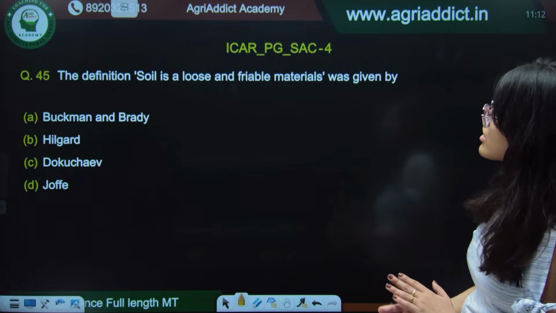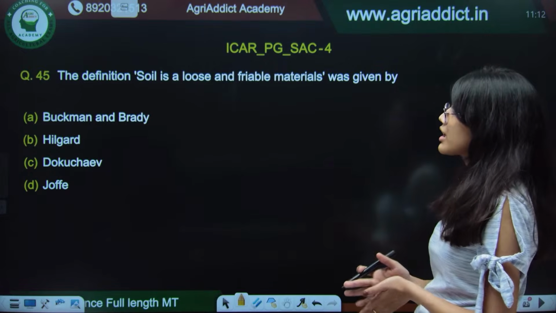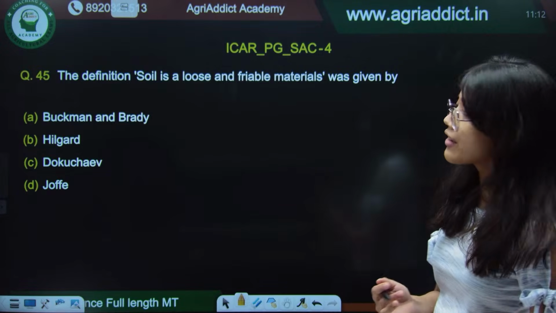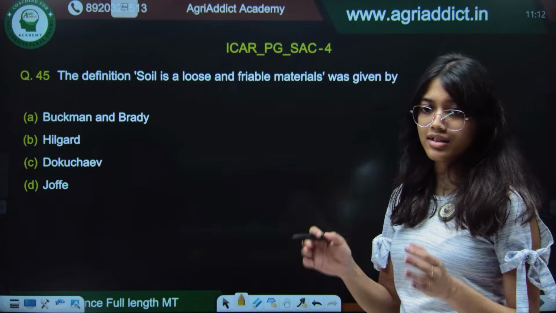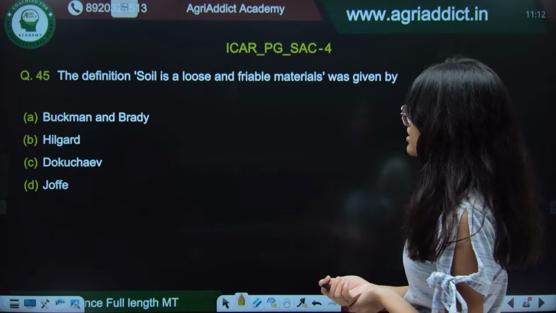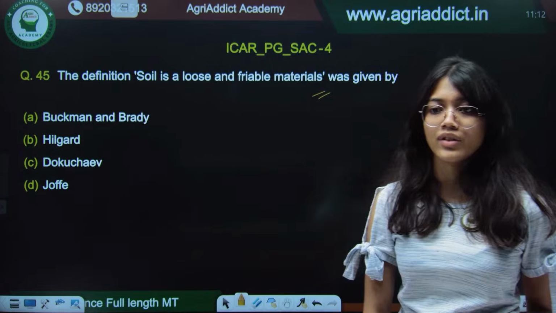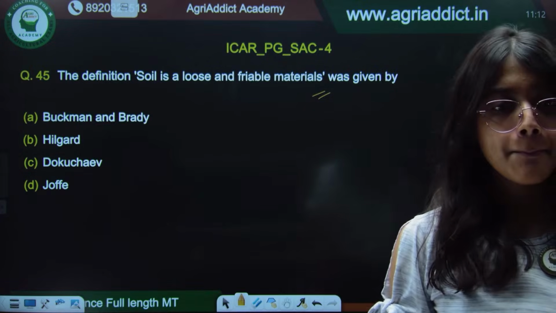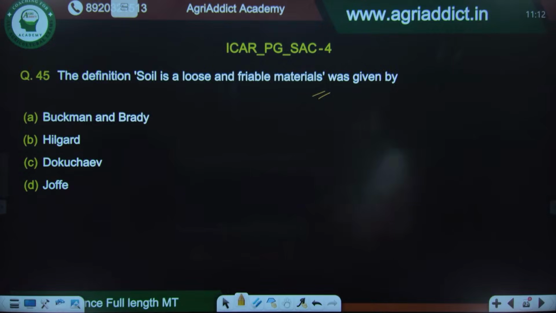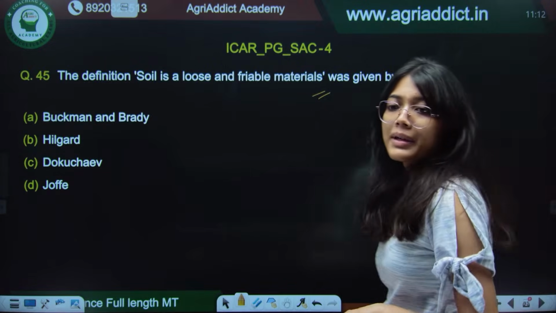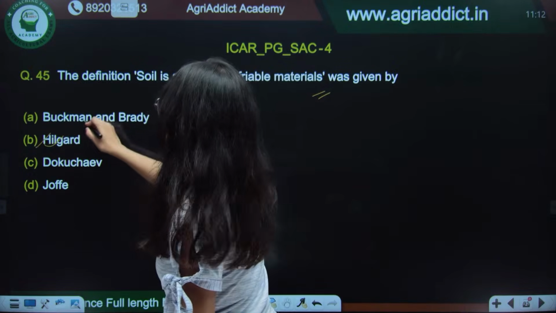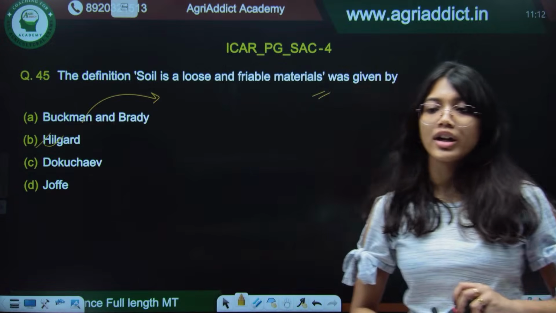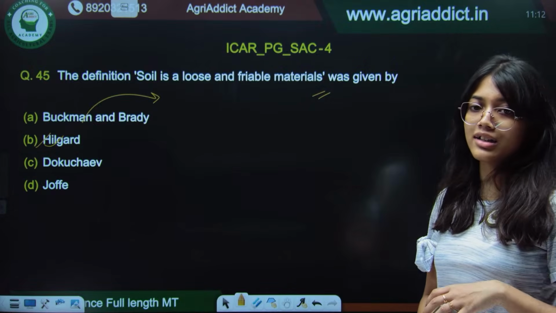Next, the definition: soil is a loose and friable material, was given by. So, you have to read the definitions, which scientist gave what definition. So, tell me what will be the answer to this question. Yes, it is option number B. So Bachman and Brady denoted soil to be what?